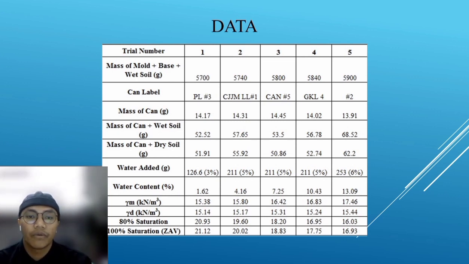Gamma M, number 1, 15.38, number 2, 15.80, number 3, 60.42, number 4, 16.83, and number 5, 17.46. Gamma D, number 1, 15.14, number 2, 15.70, number 3, 15.31, number 4, 15.24, and number 5, 15.44.